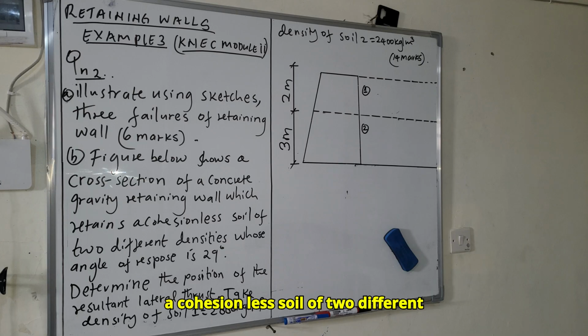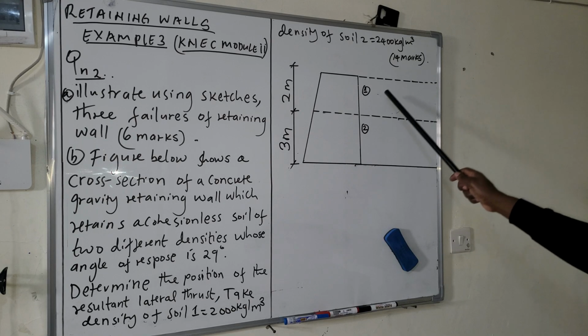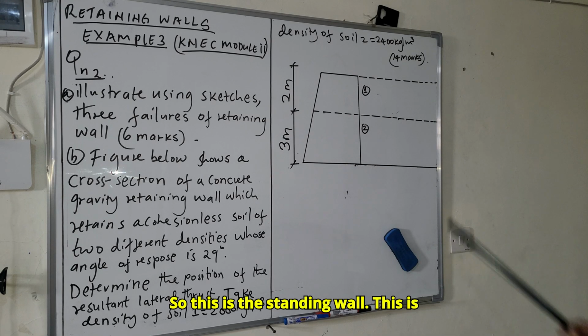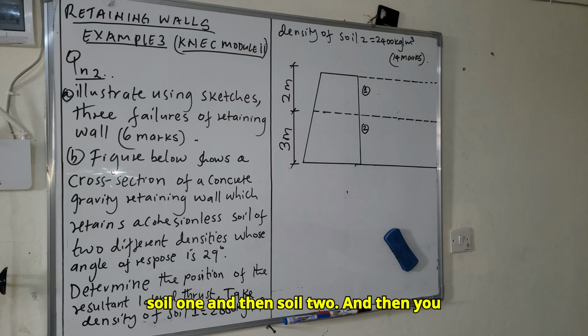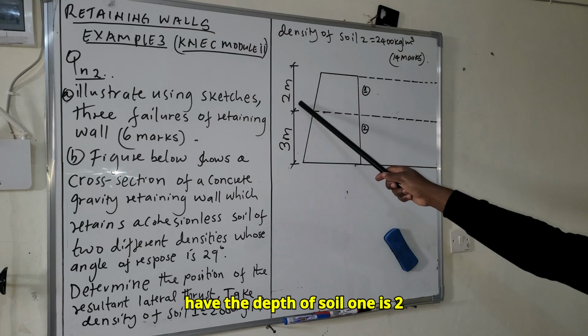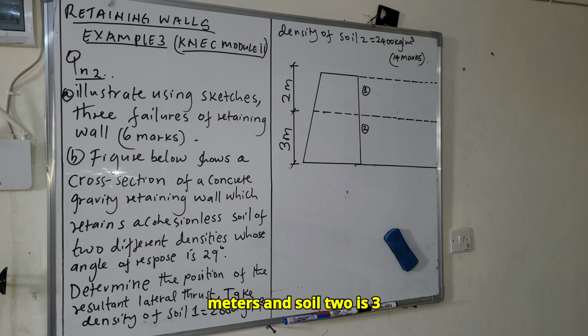And then part B: the figure below shows a cross section of a concrete gravity retaining wall which retains a cohesionless soil of 2 different densities whose angle of repose is 29 degrees. Determine the position of the resultant lateral thrust. Take density of soil 1 to be 2000 kg per meter cubed, and density of soil 2 to be 2400 kg per meter cubed, and the question carries 14 marks. So this is the retaining wall, this is soil 1, and then soil 2. The depth of soil 1 is 2 meters and soil 2 is 3 meters.